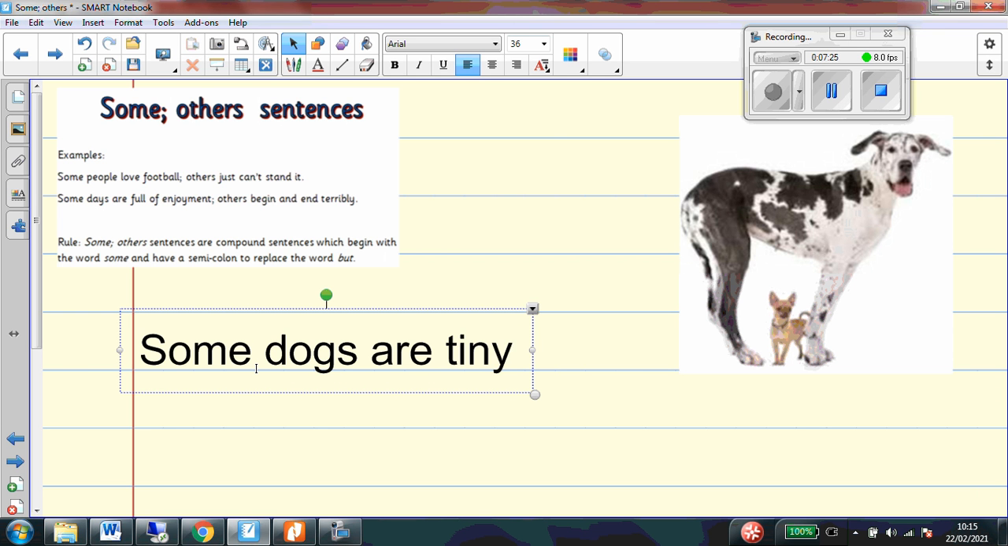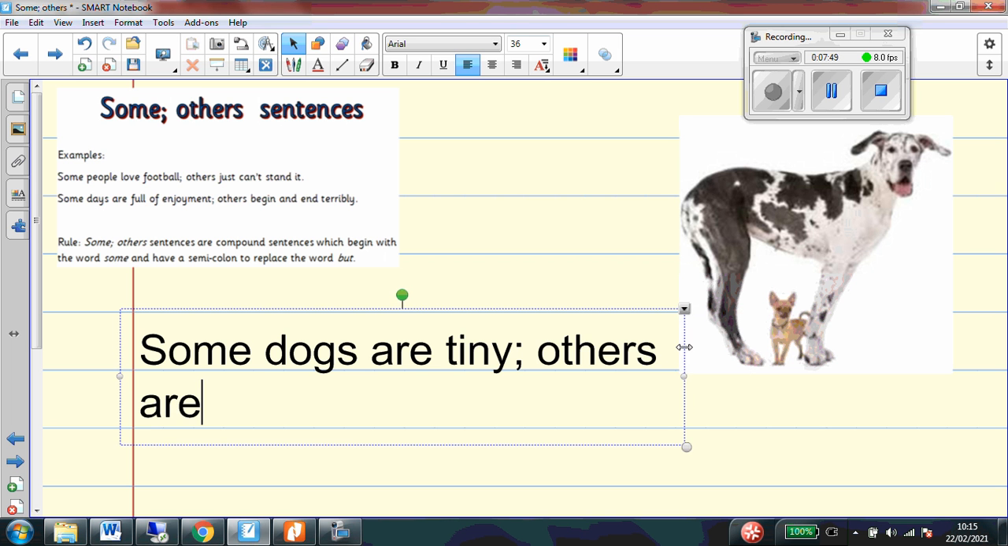What punctuation would I need now? Some dogs are tiny. Well done if you said my semicolon. Some dogs are tiny; what word do I need after my semicolon? Well done, I need the word others. Some dogs are tiny; others are, what would we say about the others? Others are big. I could put that, but I think you're much better writers than that.